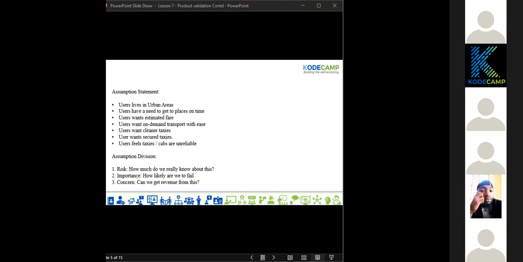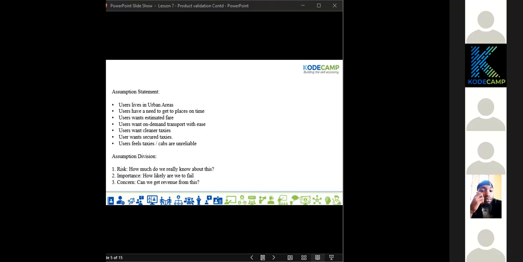From my own side, I think first things first, user wants cleaner taxis. I'm going to put that in important and known. Can you hear me? Okay. User wants cleaner taxis, I'll put that in important and known. And I'll put users want estimated fare, also important and known.